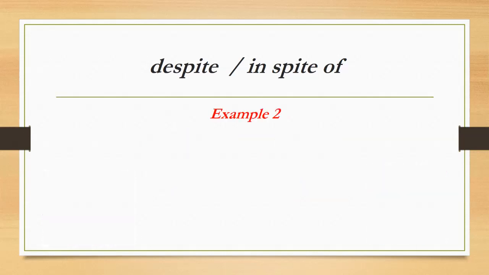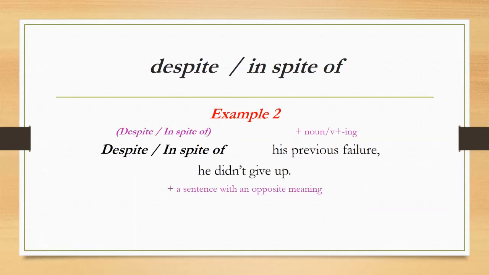Example 2. His previous failure is a noun. He didn't give up is a sentence with an opposite meaning. Despite or in spite of his previous failure, he didn't give up.